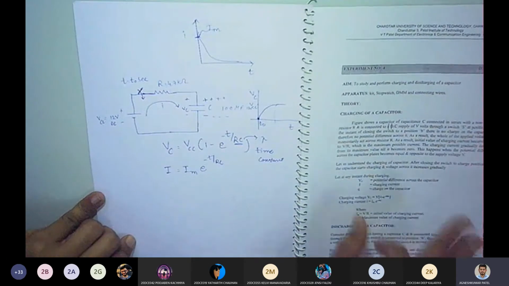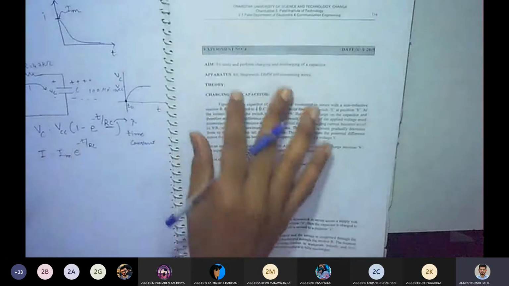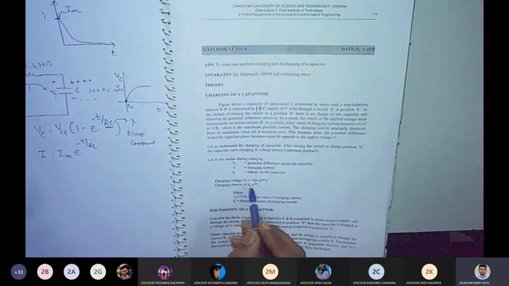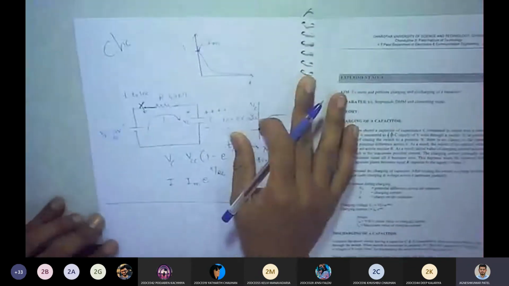Agree? So same practical, all the theories mentioned over here. Here we get the equation like VC equal to V into (1 minus e raised to minus t by RC). Likewise. And next thing, this is the charging part.